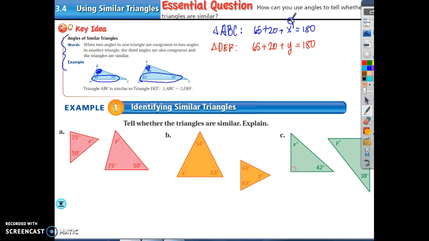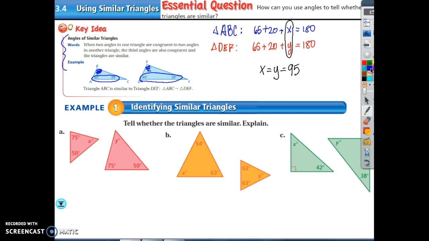If we went through and solved, we would find that X and Y are exactly the same thing, and what they both are is 95 degrees. Because of that, we can say that if I know that two angles are the same, that's enough to say that the entire triangle is similar to the other.